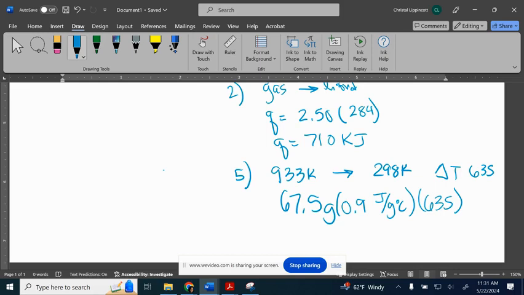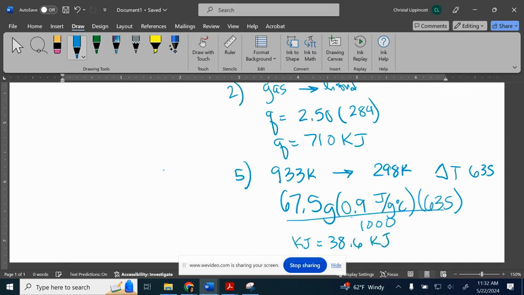All right, so that's going to give me, that's not right. That can't be right. 635 times 67.5 times 0.9. All right, there we go. And then I'm going to divide this by 1,000 to get it into kilojoules. And my kilojoules are going to equal 38.6 kilojoules.